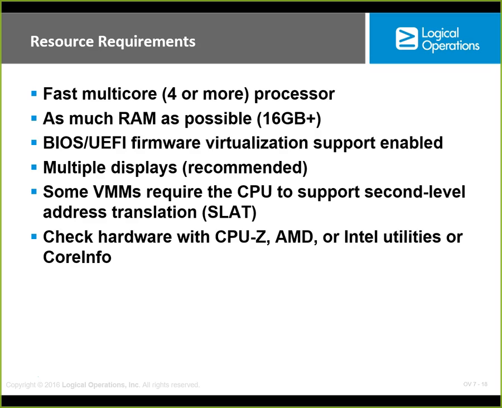Resource requirements. These are not hard and fast. These are things that we kind of would like. Fast multi-core, four or more processors, as much RAM as possible, 16 gig plus, depending on how many machines you're going to be using. And you can find guidelines on how much memory and how many processors it's going to take.